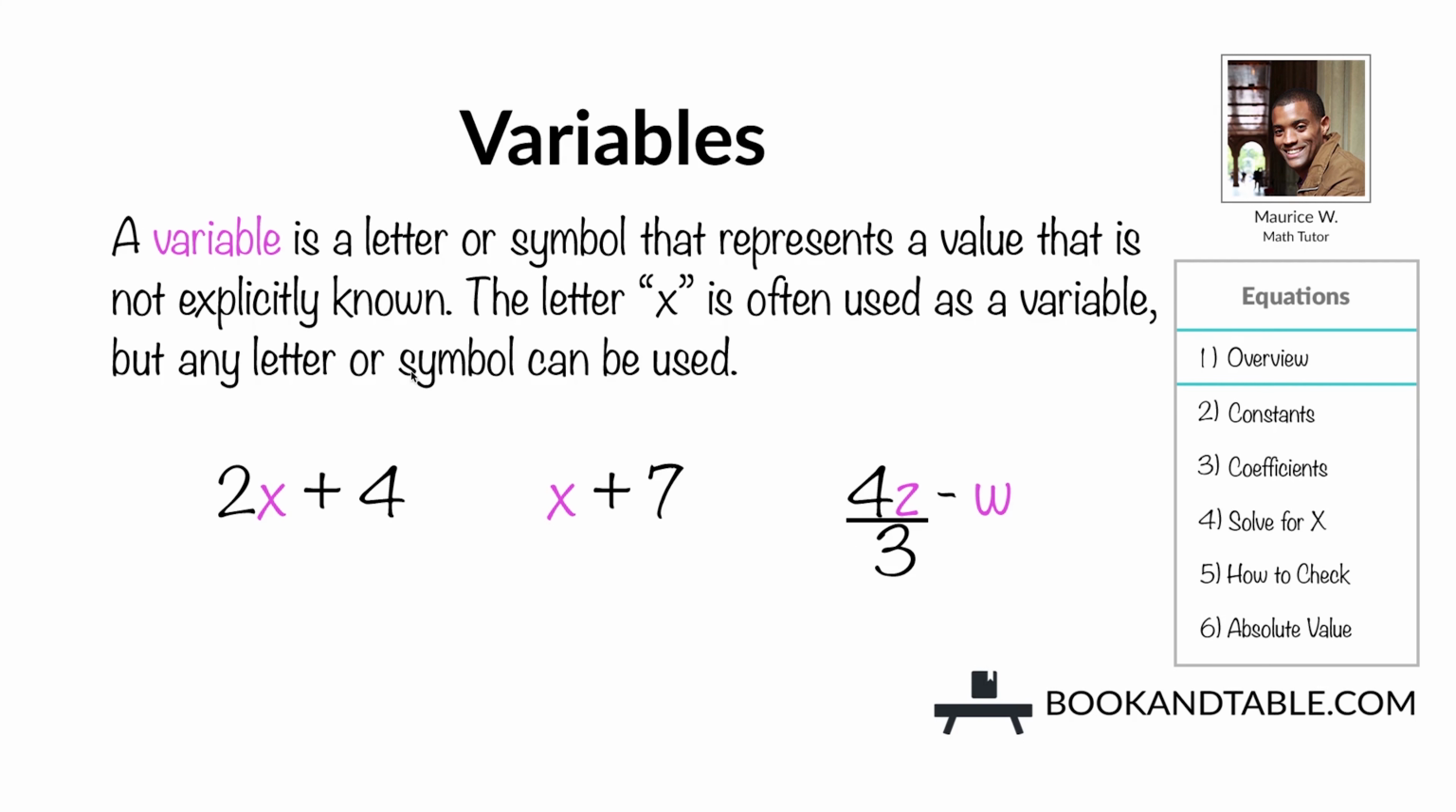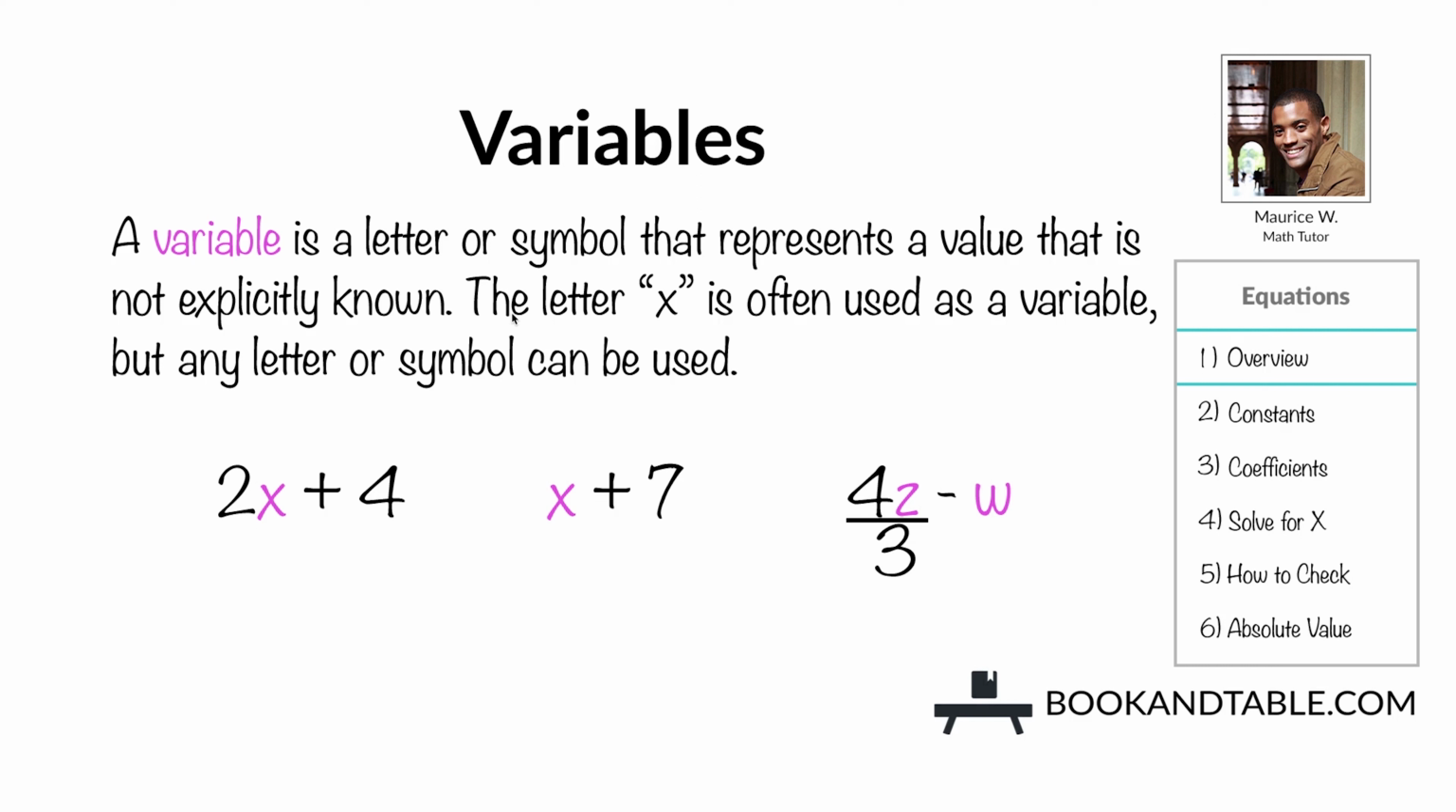So let's discuss variables for a moment. A variable is a letter or symbol that represents a value that is not explicitly known. So here we have the number 4. Its value is 4, or positive 4 to be specific. But here we have 2 being multiplied by some variable x. We don't know what the value of this variable is, so it is not explicitly known. We do not know it just by looking at it.